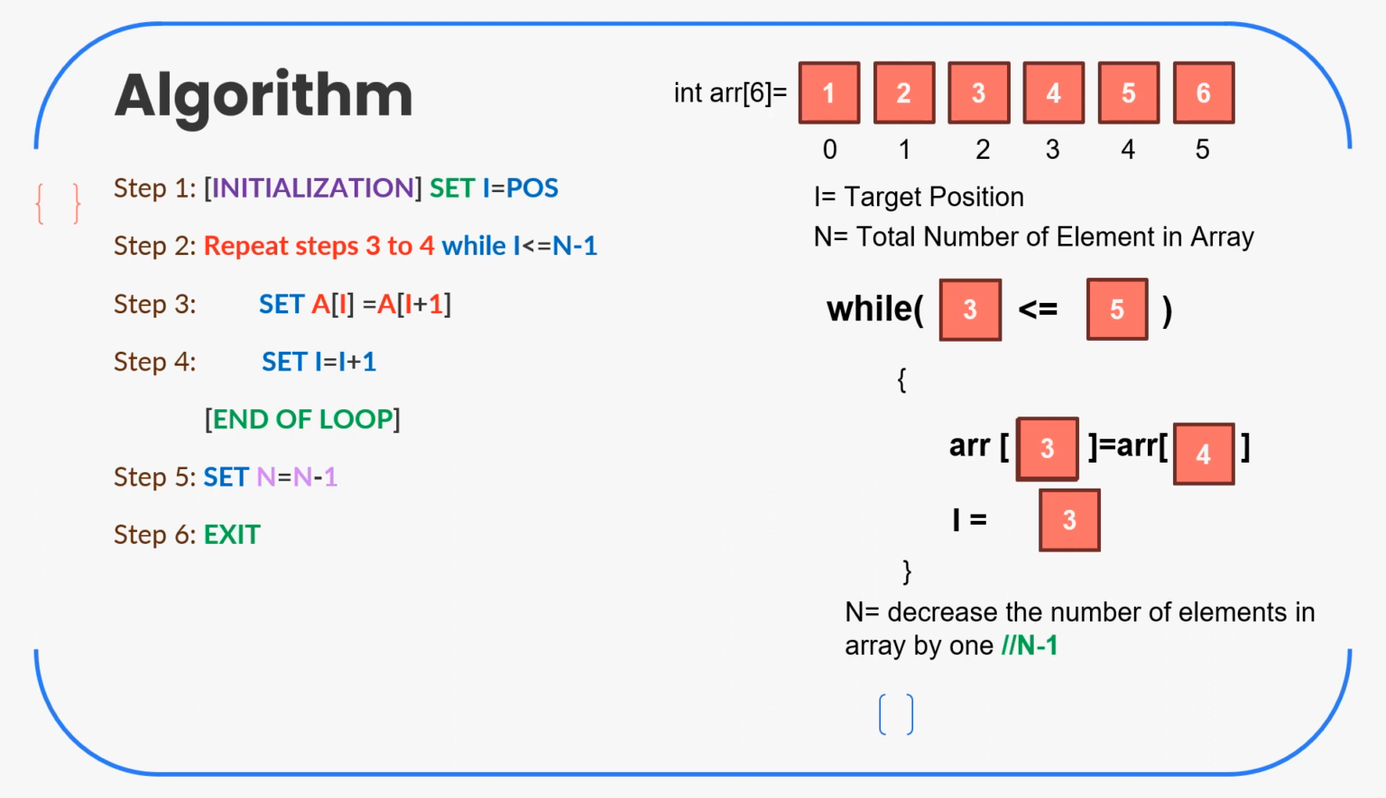Step 4. Increment the value of variable I by 1. Step 5. After the loop ends, decrement the total number of elements present in the array by 1. This updates the total number of elements present in the array. In the last step, the program terminates. You can refer to the animation to gain a better understanding of the entire process.